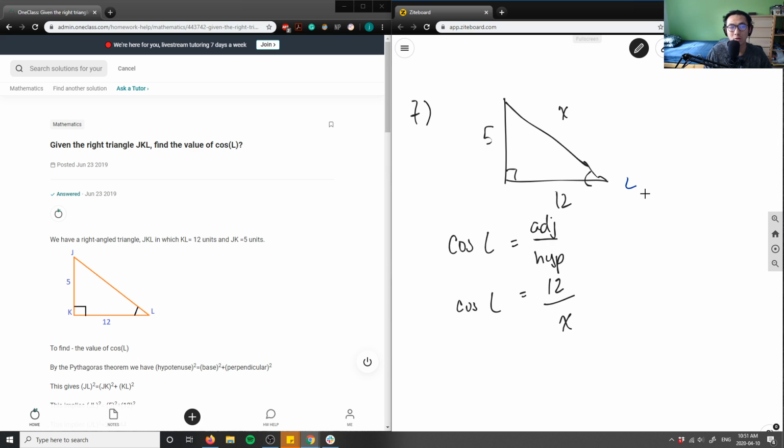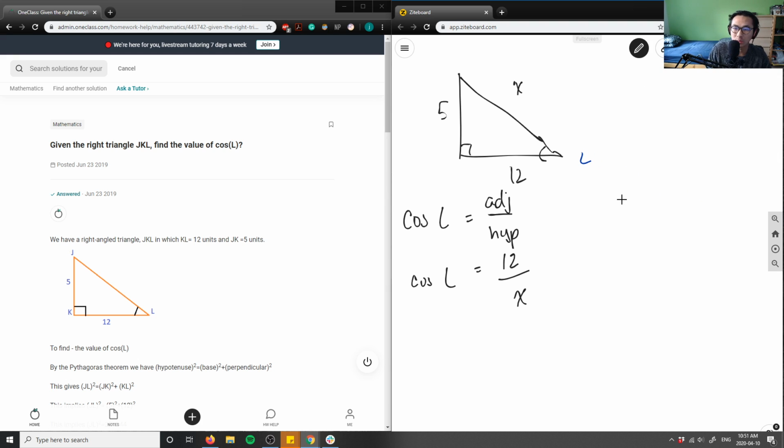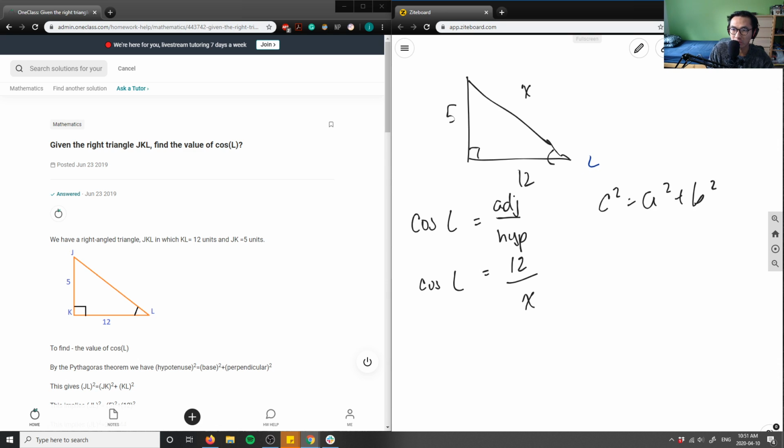So how will we solve for the hypotenuse? Again, we use the exact same thing, the Pythagorean theorem. In this case, we don't have to reorganize the Pythagorean theorem, c squared equals a squared plus b squared, because we're solving for the hypotenuse. I'll say this is c. So I have c squared equals a squared, which is 5 squared, plus b squared, 12 squared. Again, this here is a, this here is b.